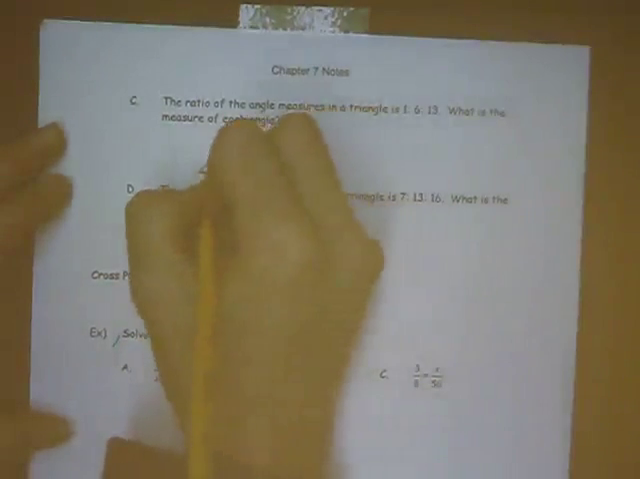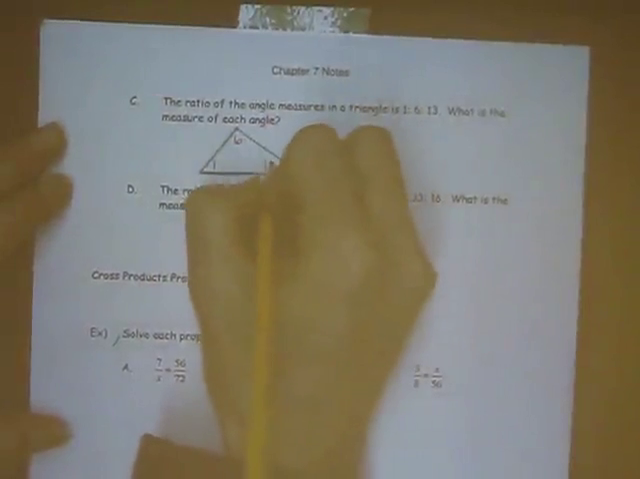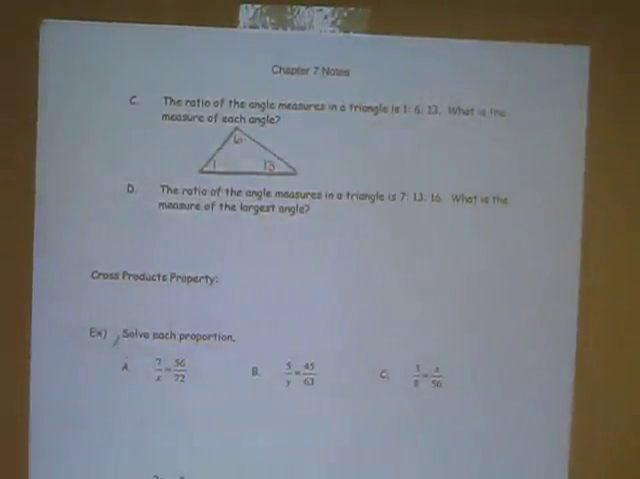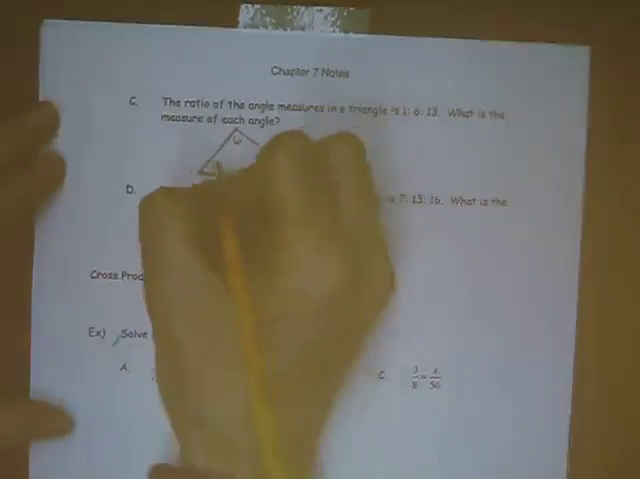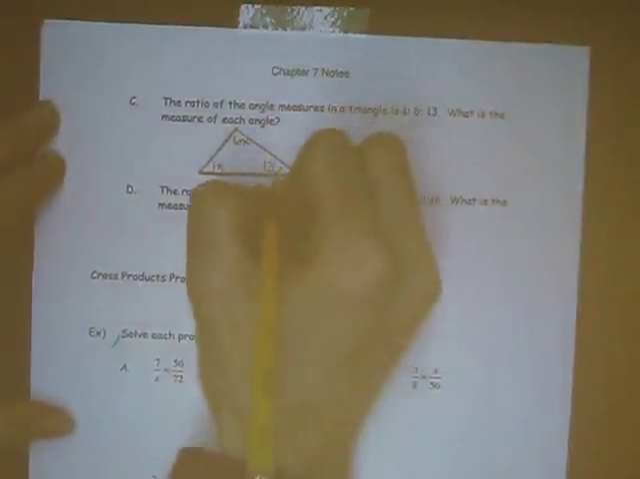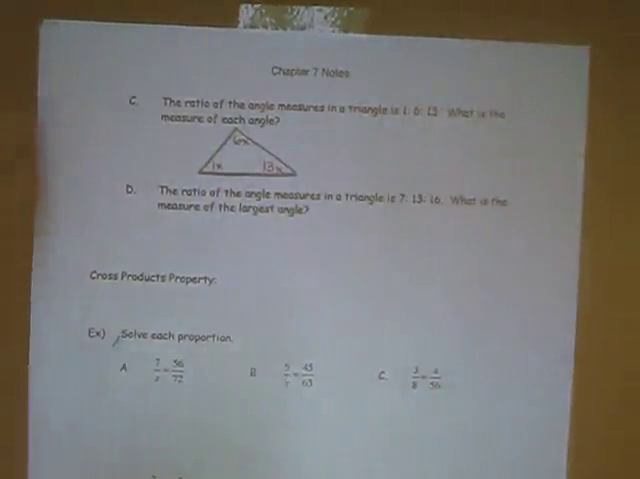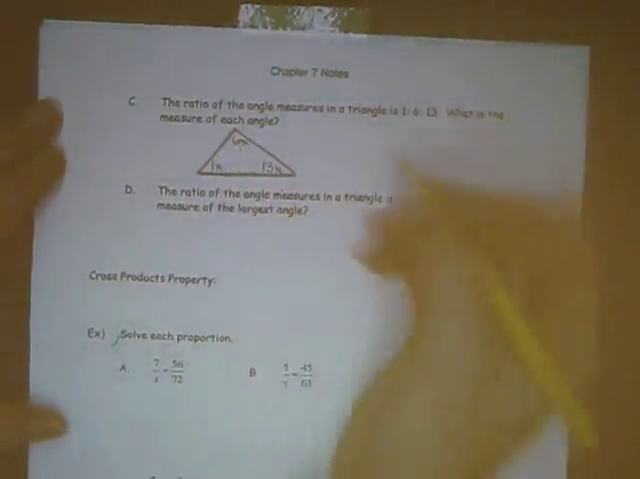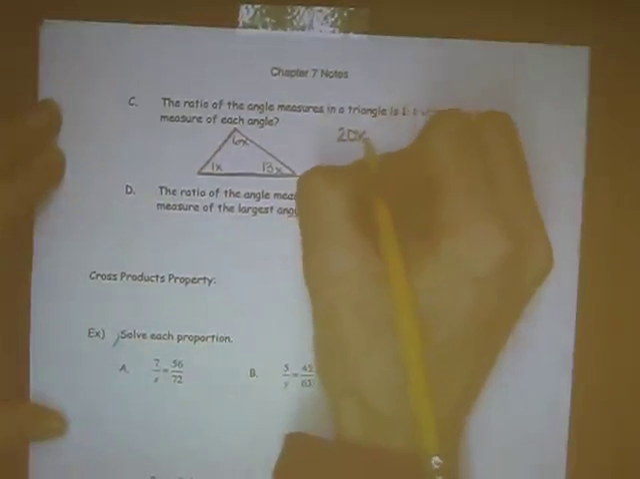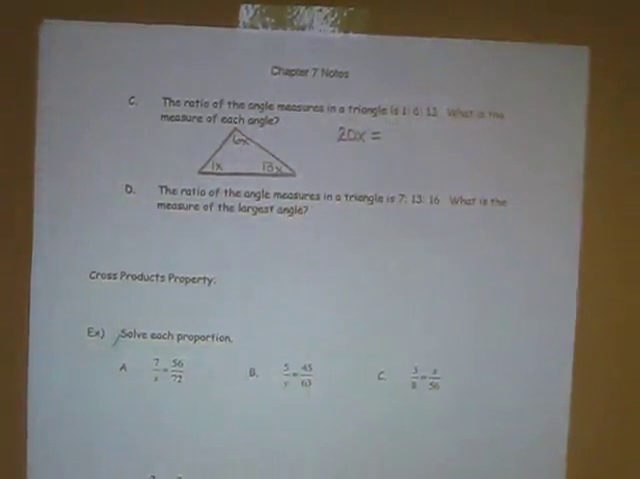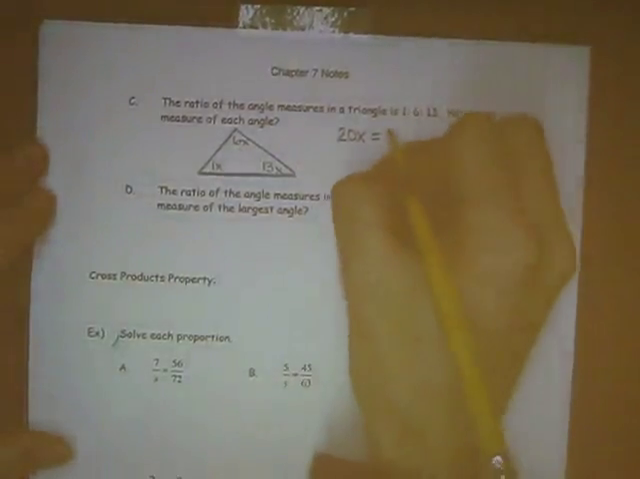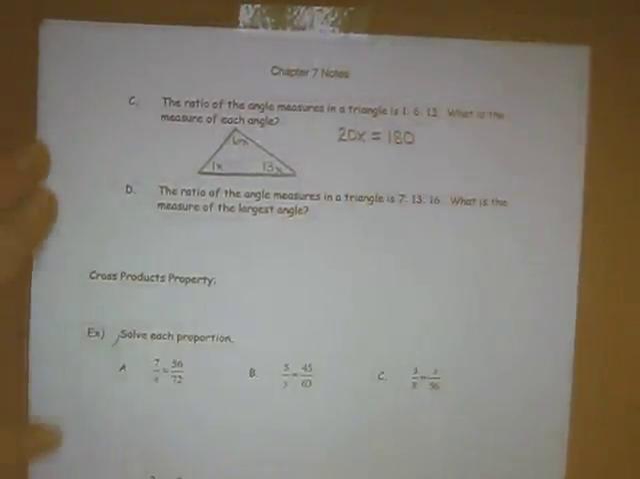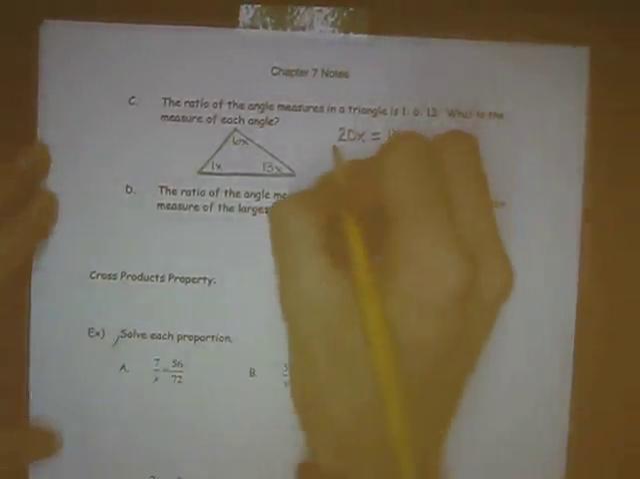So inside my angles, I'm going to put a 1, a 6, and a 13. Now my picture is not drawn to scale. I'm just doing a rough estimate at this time. Because it's a ratio, they all need x's. If you add up all the angles in a triangle, you get 1x plus 6x plus 13x, and you get 20x. And all three angles in a triangle add to 180. So you go 20x equals 180, and then solve for x.